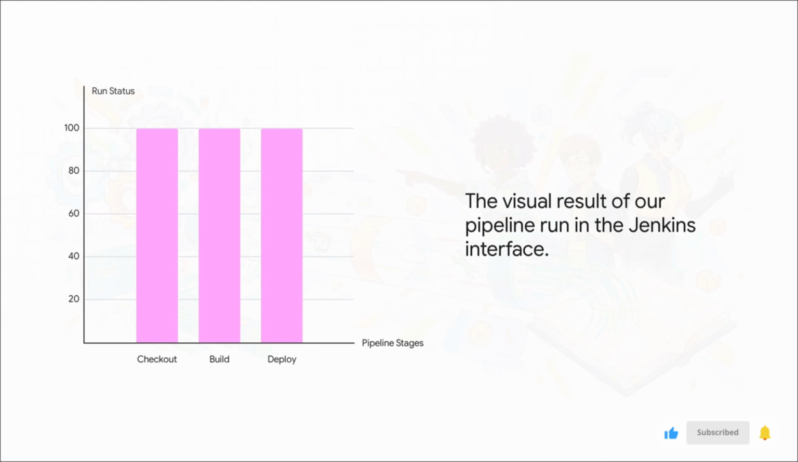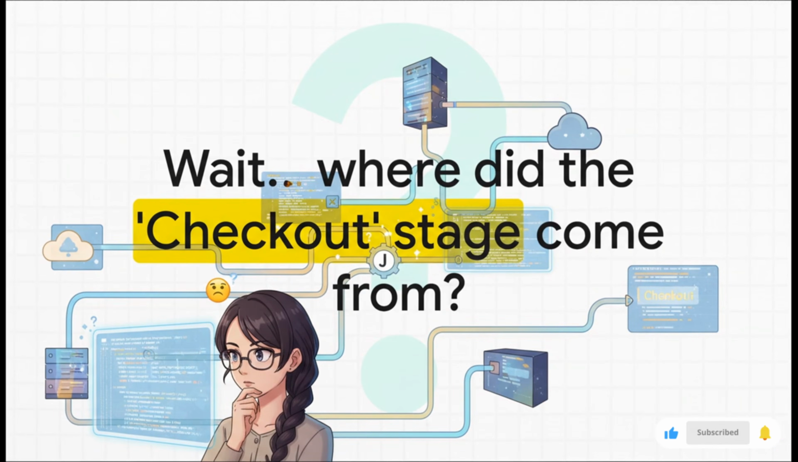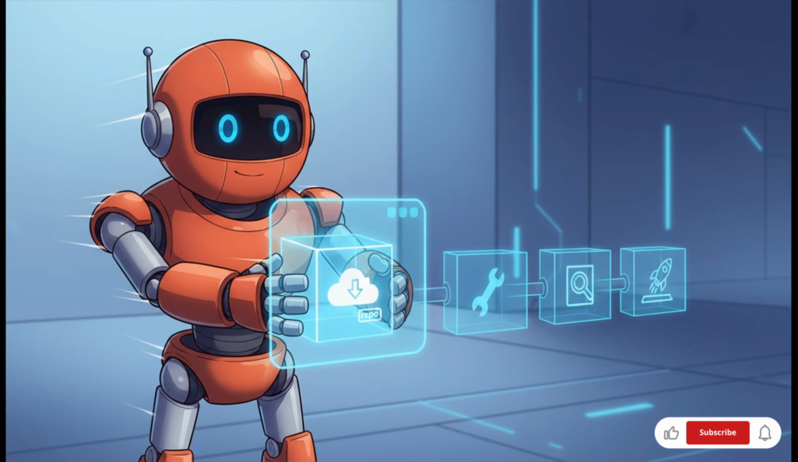But wait a minute. Look a little closer. Notice that very first stage is labeled checkout, but if you think back to our code, we never actually defined a stage with that name. So where did it come from? Is it magic? Nope, not magic. The answer is in how Jenkins works.